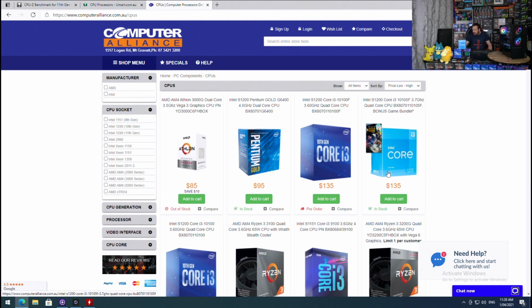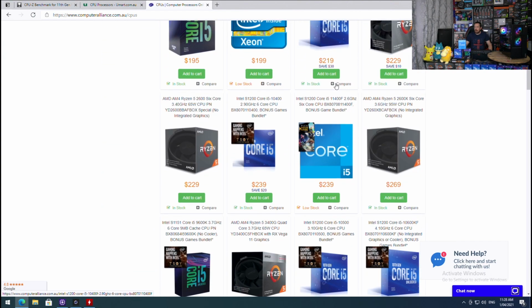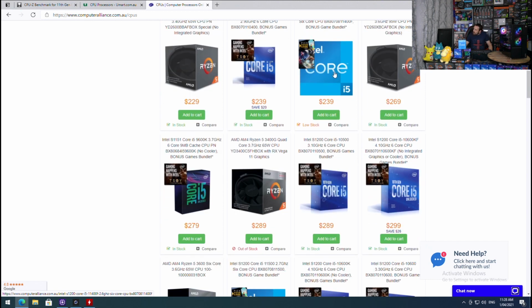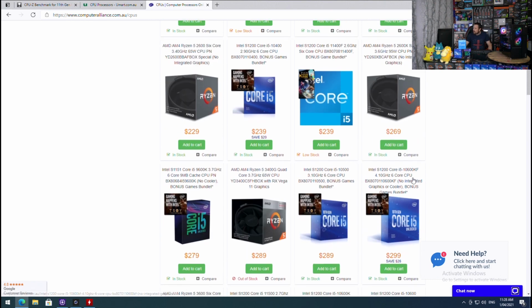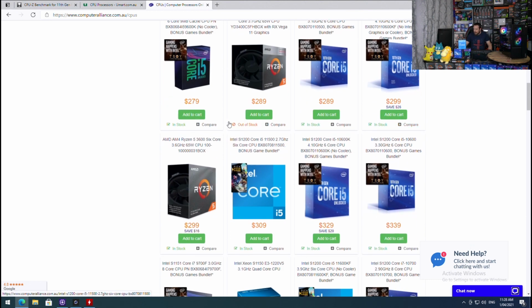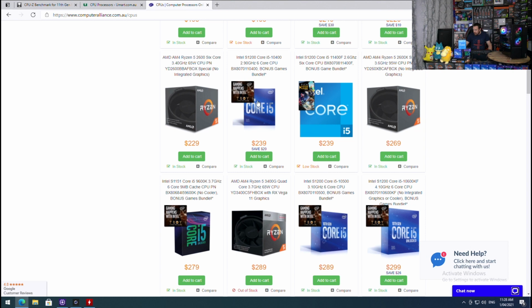So let's just have a look at price to start off with. So we've got the i5-11400F here coming in at $239. Its comparison SKUs would be this one here, the 10600KF at $299, which is also an excellent buy. And it's also going up against the AMD Ryzen 3600, and also these two, the 2600 and the 2600X. So remember these SKUs and remember these prices.